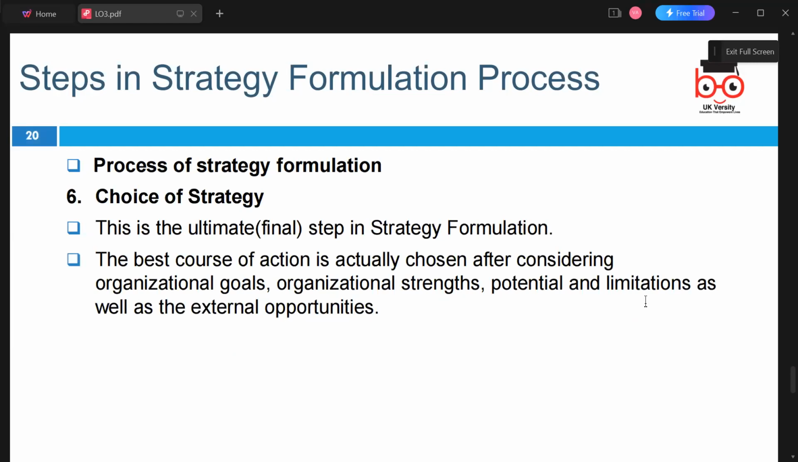And lastly, we have choice of strategy, which is the ultimate and final step of the formulation. This is the best course of action, and it is chosen after considering organizational goals, organizational strengths, potential, and limitations.